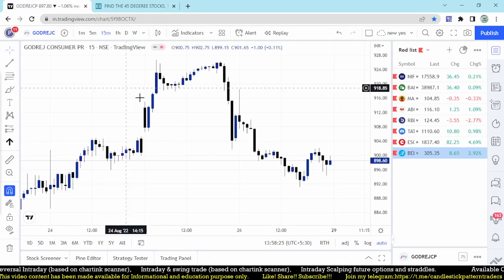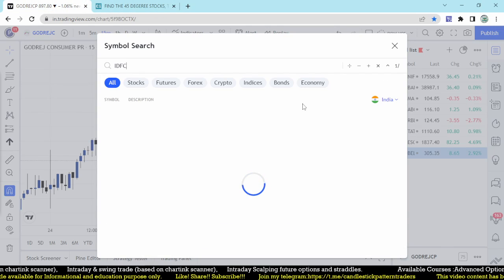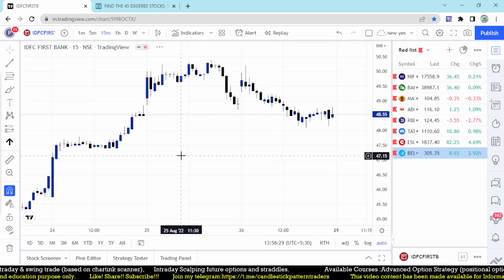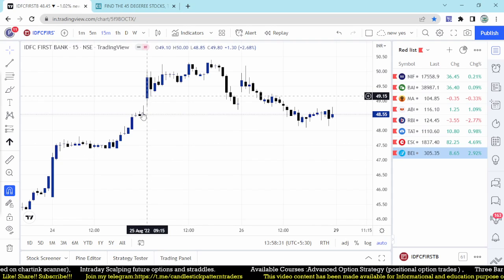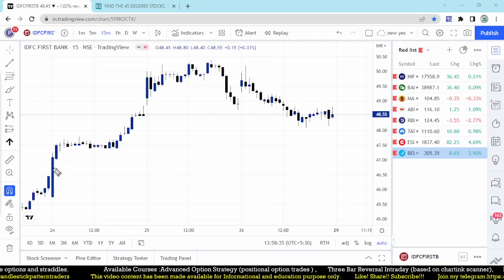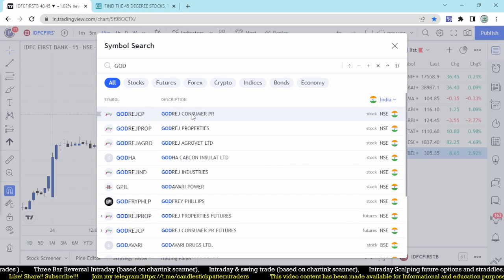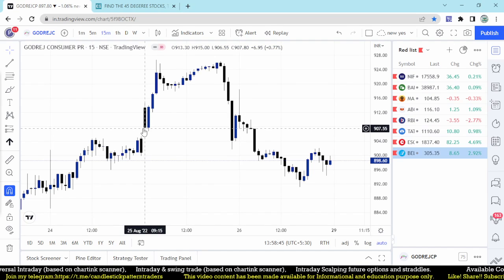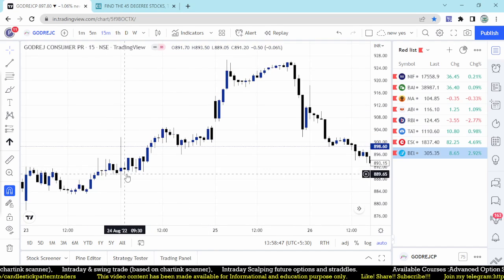And IDFC First Bank on 24th. Let's check it out. On 25th, this was 24th here, and after that it moves very good, but it's a very low value stock. 24th, let me check it out. Previous stock, other consumer product. This is the 25th. I think this is 24th.